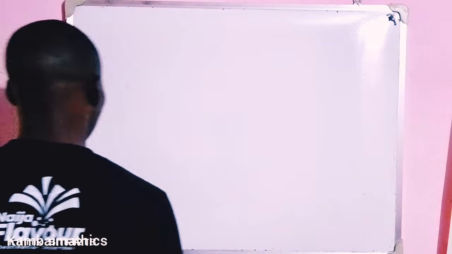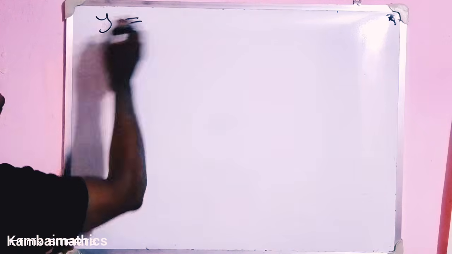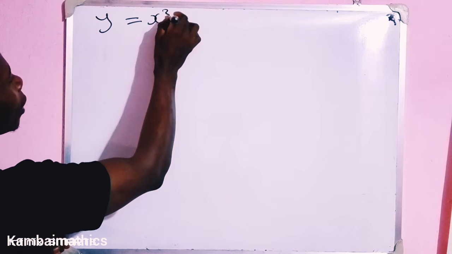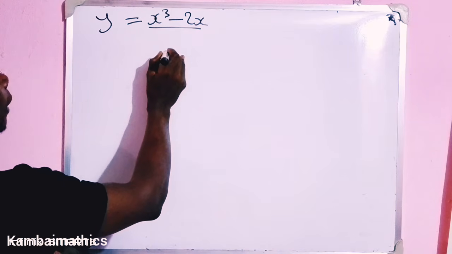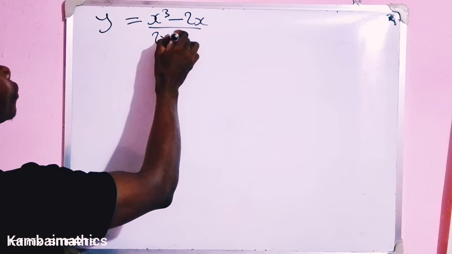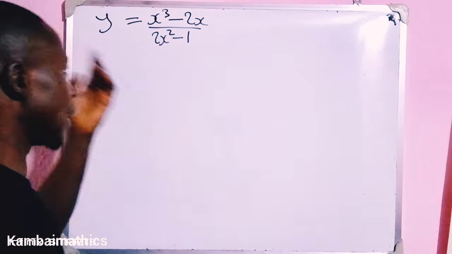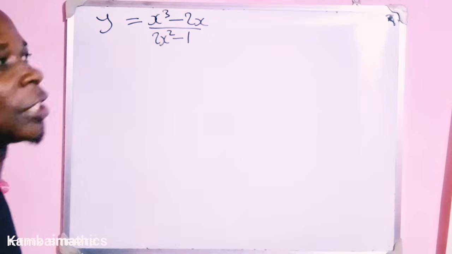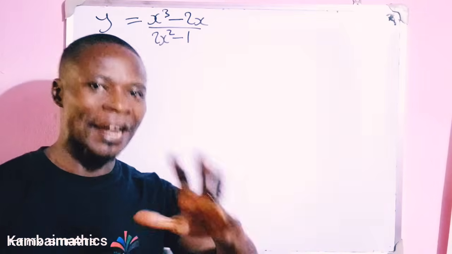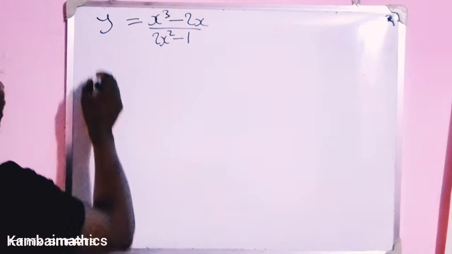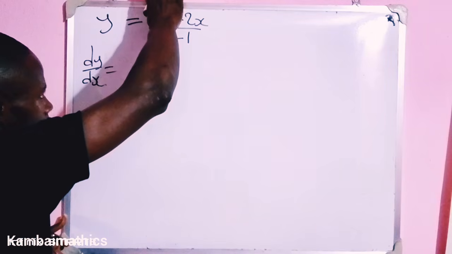So let's say we have y equals x raised to the power of 3 minus 2x all over 2x squared minus 1. So let's say we have a question like this and we are asked to find the derivative of this. To find the derivative of this, I won't use the formula, I will use the direct method. So the direct method here is that dy/dx: we differentiate up and leave down.